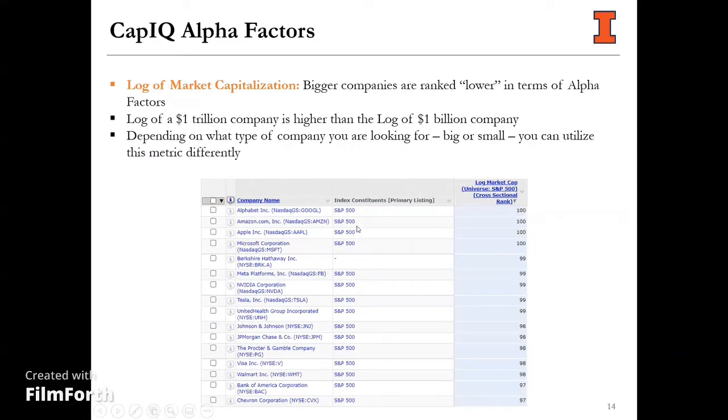When we look at how these are ranked, obviously companies like Alphabet, Amazon, Apple, Microsoft, even Berkshire Hathaway, these are some of the biggest companies in the world in terms of market capitalization or sales. And we can see that, if we want to invest in size, we'll have to look towards the back end of these benchmark rankings because these are ranked 100 to 99, et cetera.